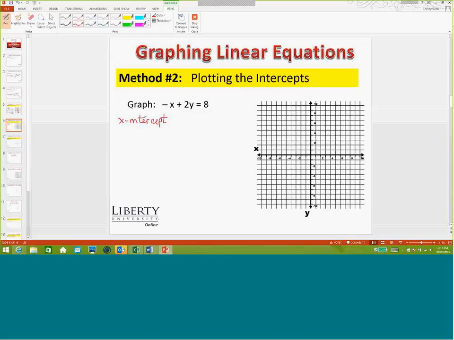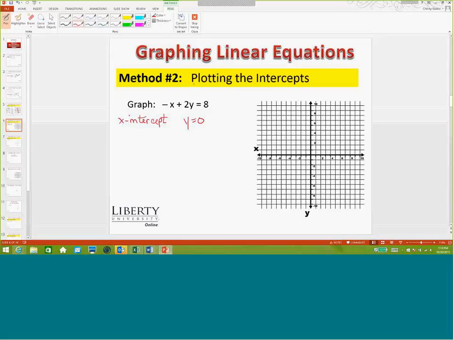This is where the line crosses the x-axis, and on the x-axis, y is equal to 0. Now, take great care when you're doing your homework and completing your quiz this week. Take great care to read the instructions and figure out how they want you to graph the line.